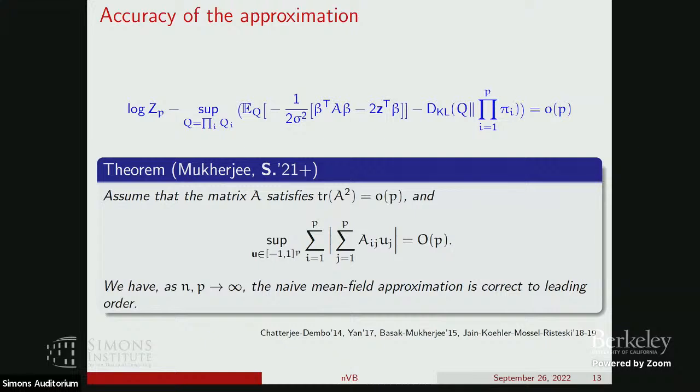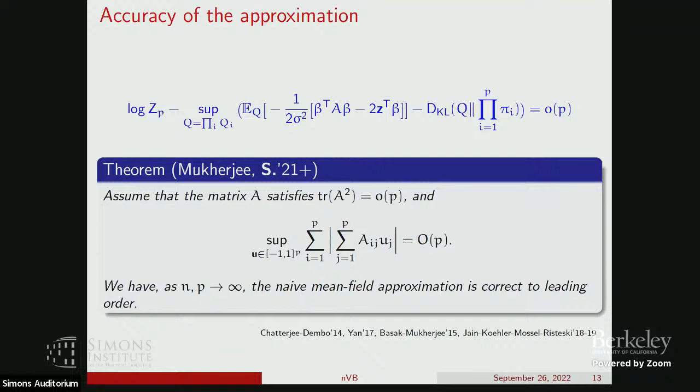If you look at trace of A squared, this is the sum of squared eigenvalues of the symmetric P by P matrix. It has operator norm of order 1 roughly, so its leading eigenvalue you can think is basically order 1. What this is saying is that it has little o of P many eigenvalues that are of order 1, then everything decays very fast. So this is one set of conditions under which we can prove that the naive mean field approximation is accurate to leading order. Any questions on the result?